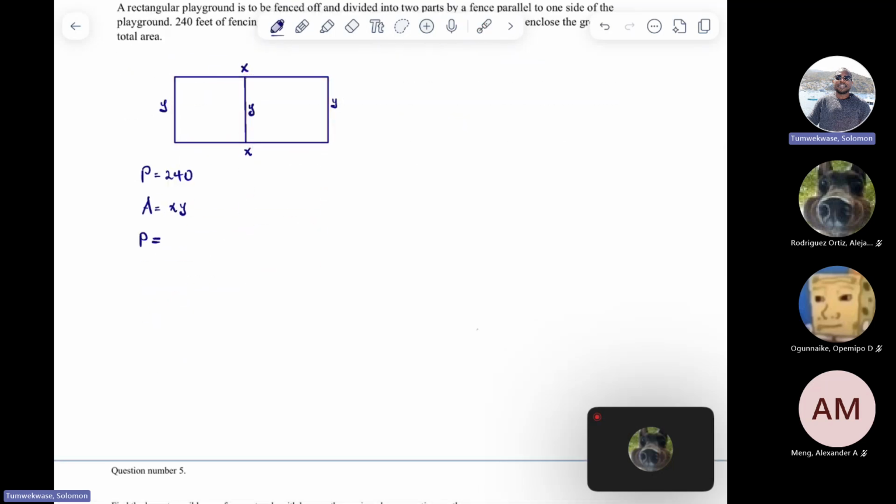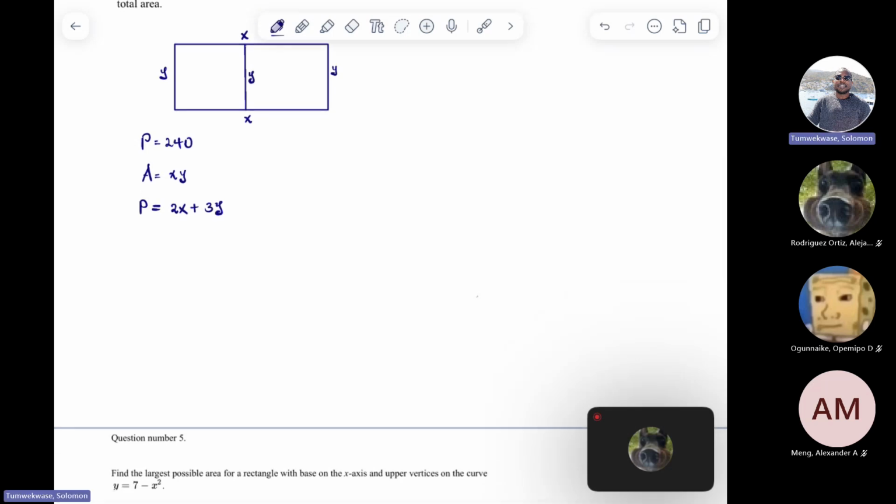Okay, so P is the same as x plus x, which is 2x, then plus 3y, right? But we are given this P as 240, so 2x plus 3y is equal to 240.